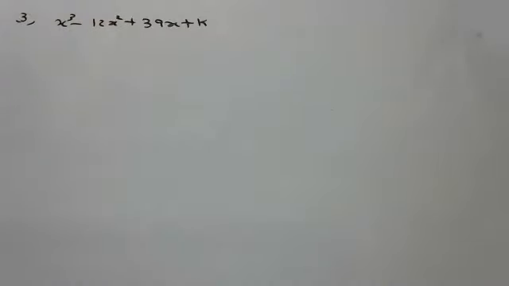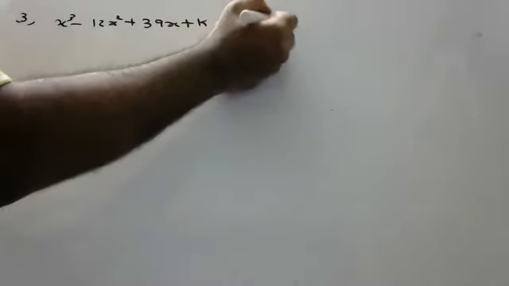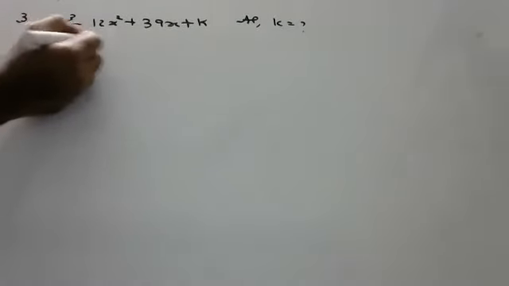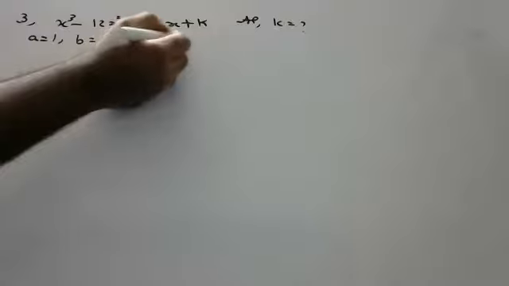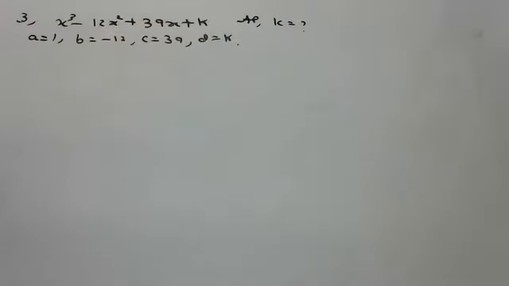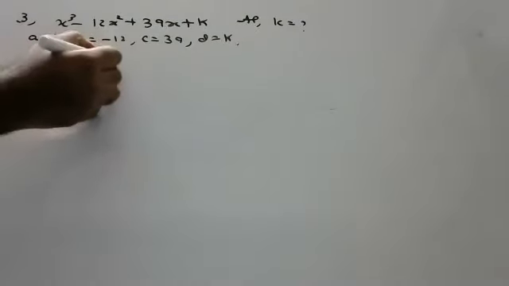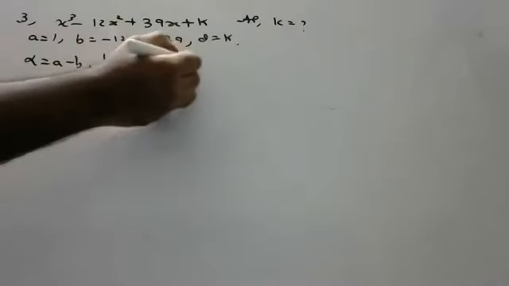If the zeros of x cube minus 12x square plus 39x plus k are in AP, find k. So what is A here, children? 1. What is B here? Minus 12. What is C here? 39. What is D here? K. Since they are in AP, alpha is a minus b, beta is equal to a, and gamma is equal to a plus b.